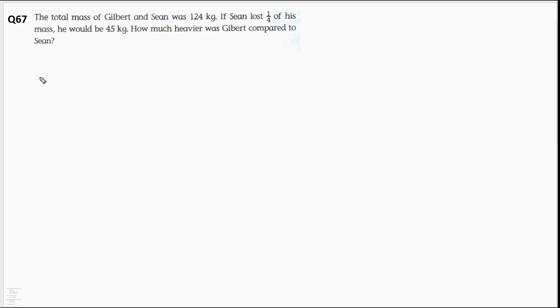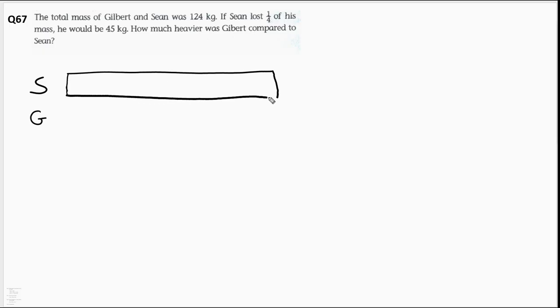Okay, so we're going to have two bars, Sean and Gilbert. It doesn't matter which way you draw them, I'm starting with Sean because that's the one we're given some more information about. It says that Sean lost a quarter of his mass, so I know that they are dividing Sean's mass into quarters. So I'm going to divide this bar into quarters. Okay.